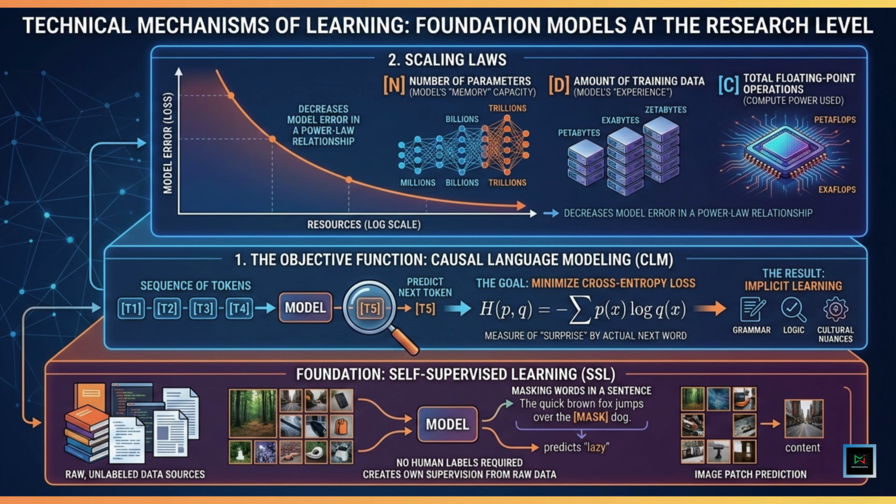Research has shown that the performance of these models follows predictable scaling laws. As we increase three specific variables, the model's error, or loss, decreases in a power law relationship, where N is the number of parameters, D is the amount of training data, and C is the total floating point operations.